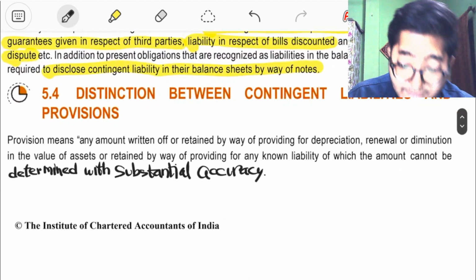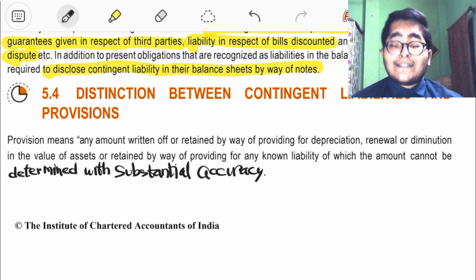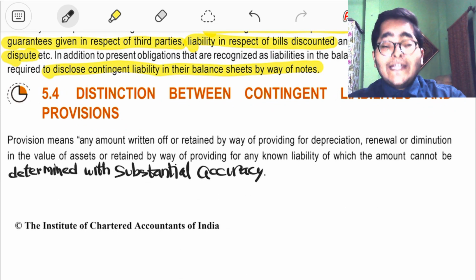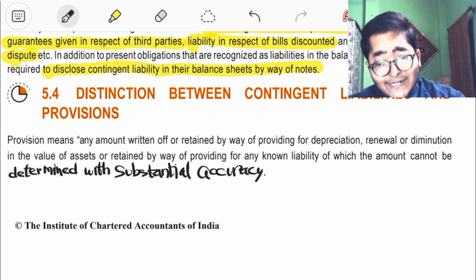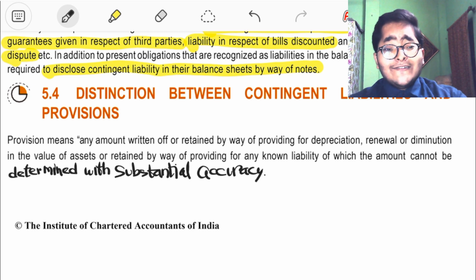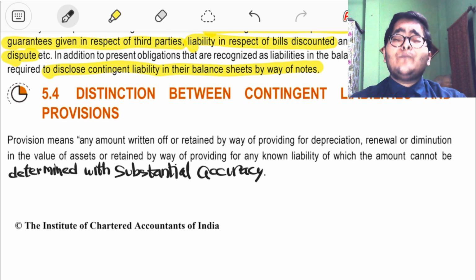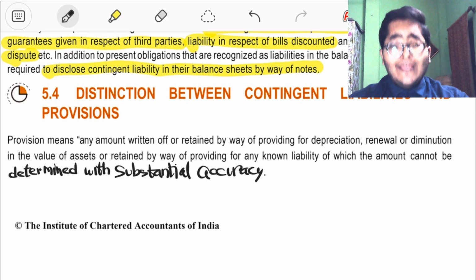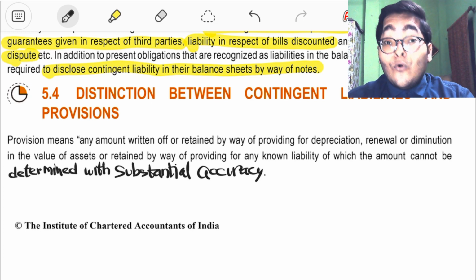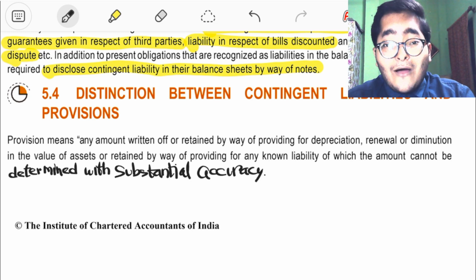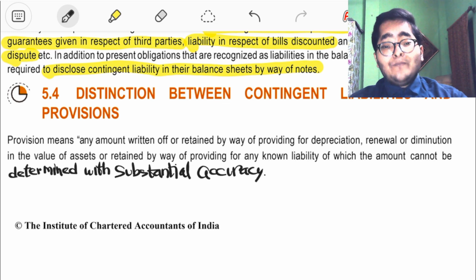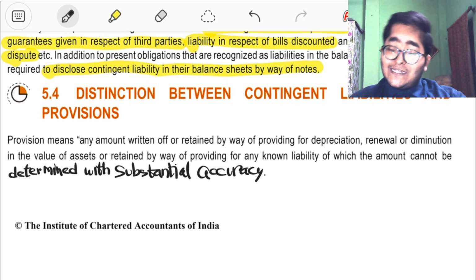So, what is a provision? Provision means any amount that is written off or retained for providing for depreciation or a diminution in the value of an asset, or is retained or written off to provide for any liability or obligation whose amount cannot be determined accurately with substantial accuracy.